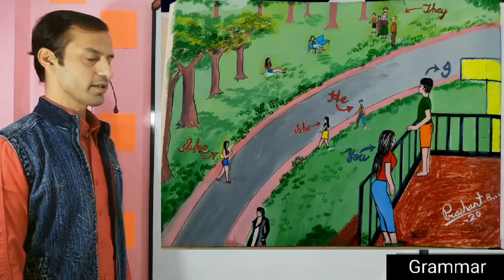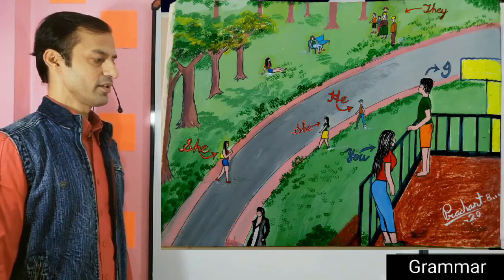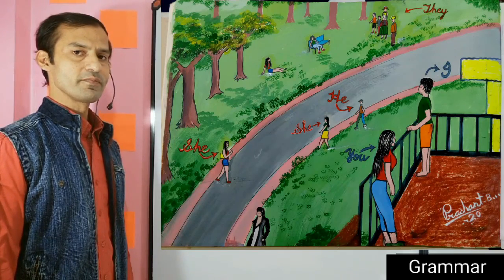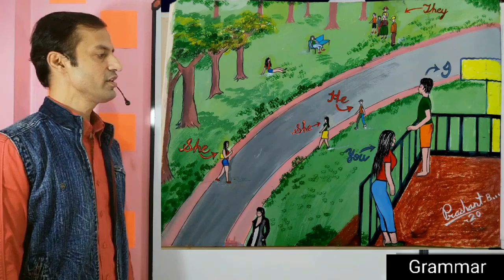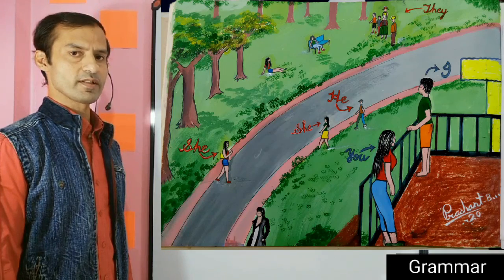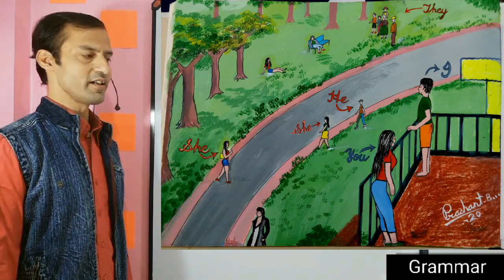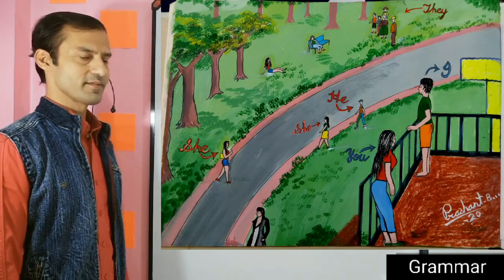Here I demonstrate this painting. In this painting, I and you become we, and he, she, they are far away from us, or they may be a little bit away from us.